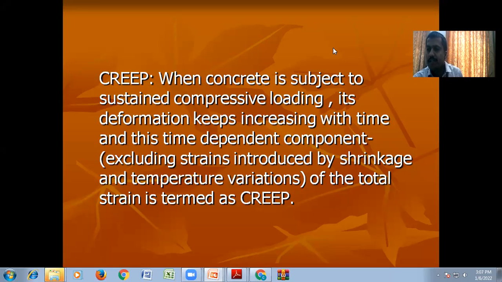In our today's session, we are going to start the new topic for you. We call it creep and shrinkage. So what is a creep? How is it going to occur in the concrete? What is meant by the word shrinkage? How is it going to occur? What are the effects or factors which are influencing this creep and the shrinkage?